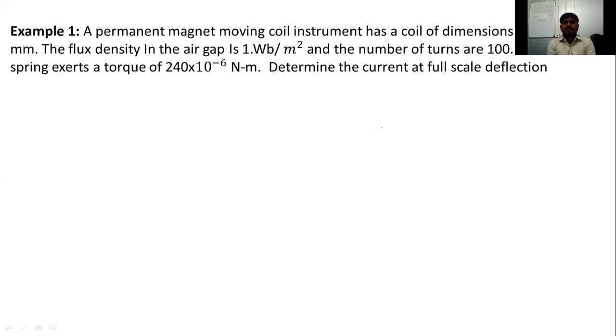The flux density in the air gap is 1 Weber per meter square, and the number of turns are 100.